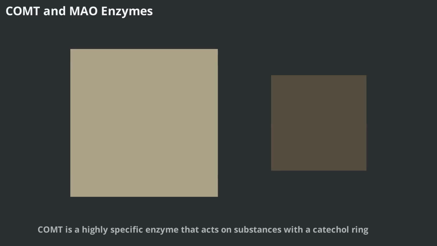COMT is a highly specific enzyme that acts on substances with a catechol ring, such as NE and EP, reducing their activity significantly. MAO, on the other hand, is less specific and can metabolize a variety of amines, including dopamine and serotonin. Both enzymes are essential for the breakdown and inactivation of catecholamines, ensuring that neurotransmitter signals are brief and controlled.